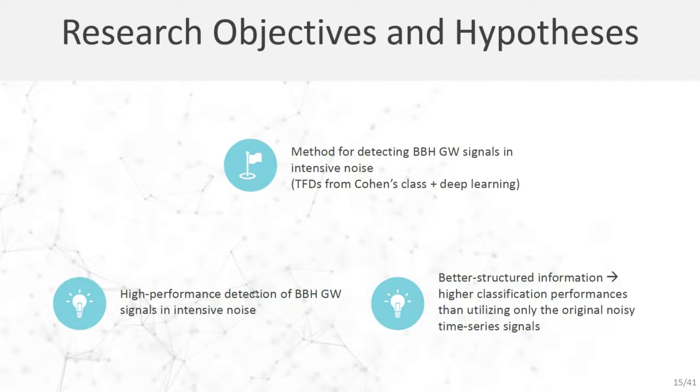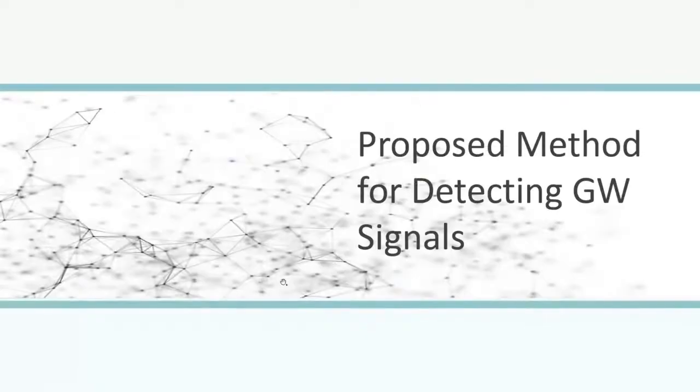The main hypothesis was that this will allow us to achieve high performance detection, and we also expected, because of these TFDs providing us high resolution and better structured information and more intelligible representation than the time series themselves, to achieve higher classification performances than the deep learning models using only time series data.